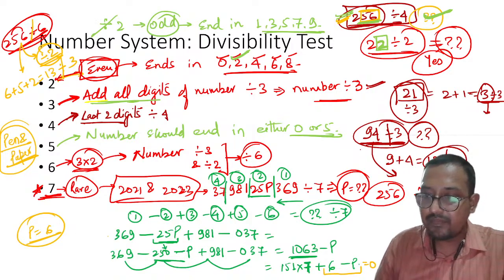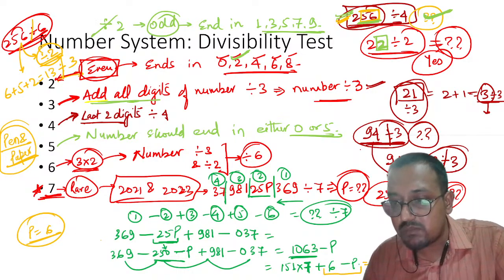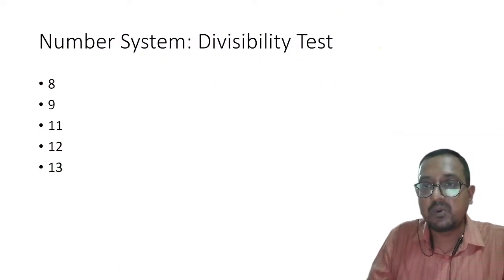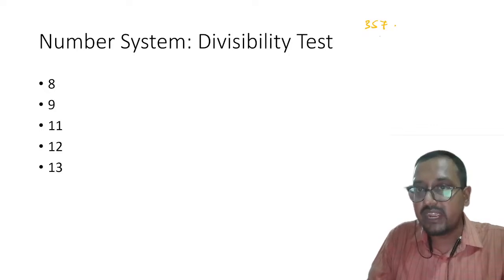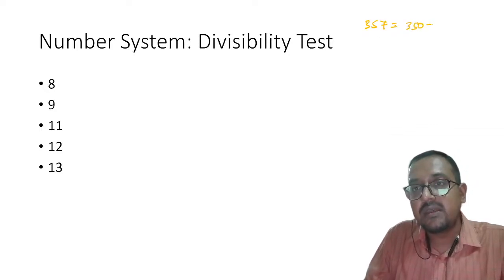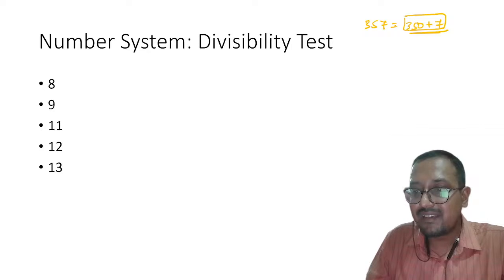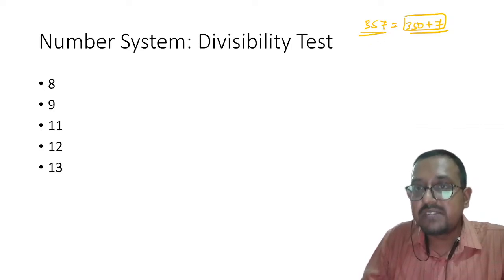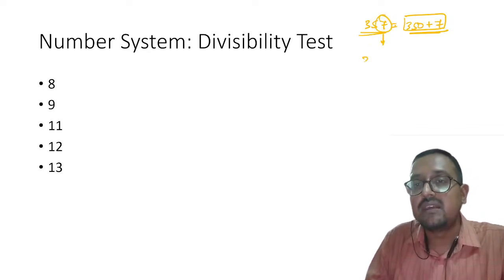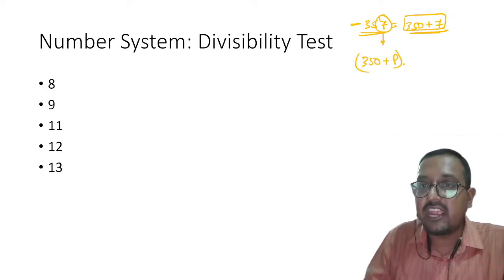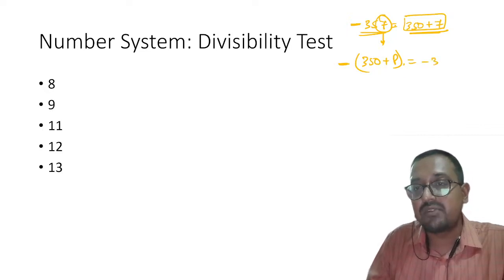Understood, everyone? How this came, sir? Okay, last part, once more. I will tell you again. See, my dear students, what happens? Suppose I have a number 357, right? I can also write it as 350 plus 7. Is it clear? Please remember, what if I replace this 7 by P? 350 plus P, right? And then since there was a negative sign ahead of it, if I open the bracket, it will be minus 350 minus P. Understood this thing?